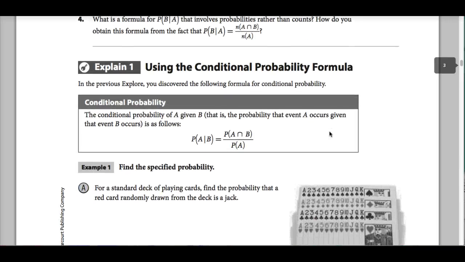When you see something like this, it's kind of important. You've got to write this down. Whenever you see something like this, the probability of A given B, make sure you know how to read this. Oh, there you go, it's already here. The conditional probability of A given B, okay? That is the probability that event A occurs given that B occurs, is like this.